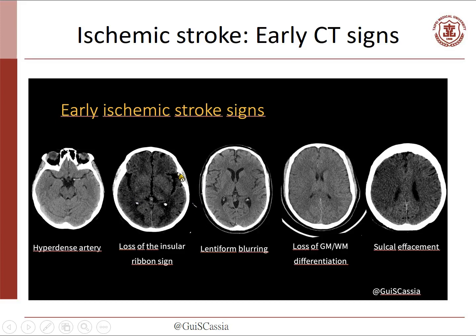Okay, take a look at the insular cortex here. The insular cortex has a ribbon, like zigzag. So you can see on the CT image, on the right side, the ribbon sign is lost. So it's abnormal on the right side. It's caused by potentially cerebral edema.